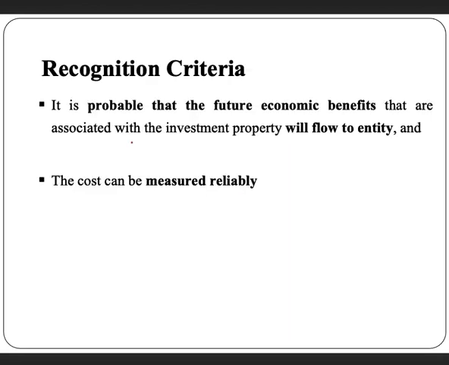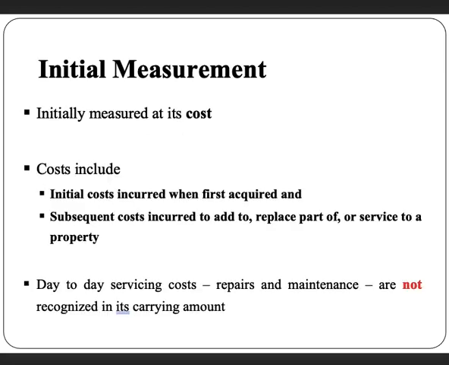All right, this is the recognition criteria, similar to PPE. You recognize the property as IP when there is a probable future economic benefit flowing into the entity and the cost can be measured reliably. So this is just similar to PPE. The initial measurement will be at cost, so we call it the initial cost, the first time you acquire the asset.